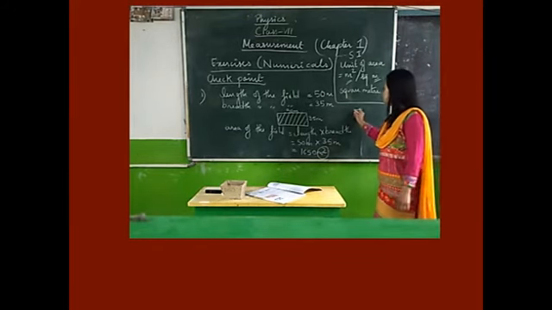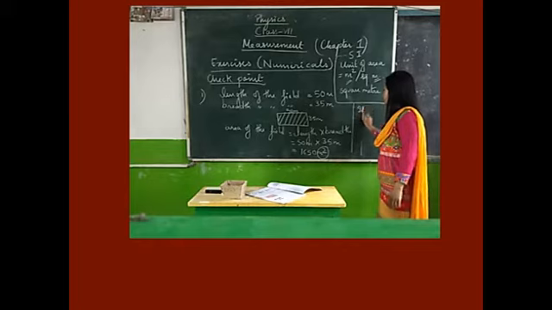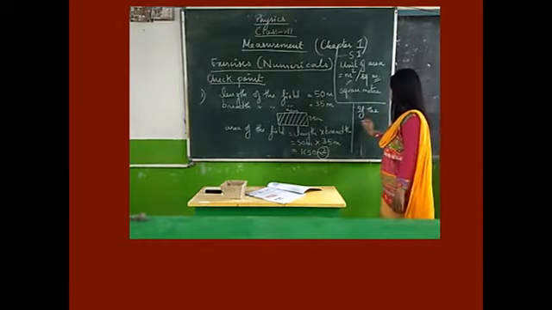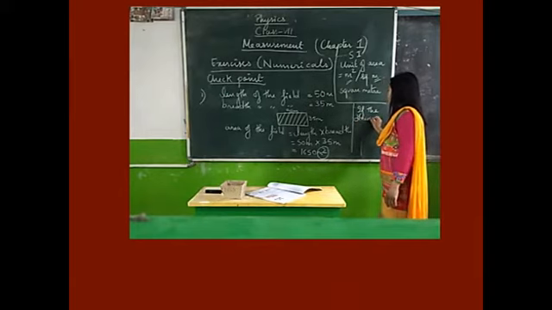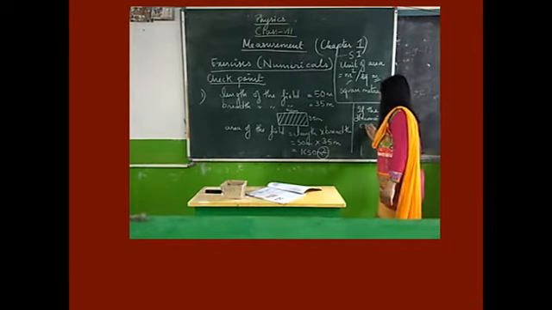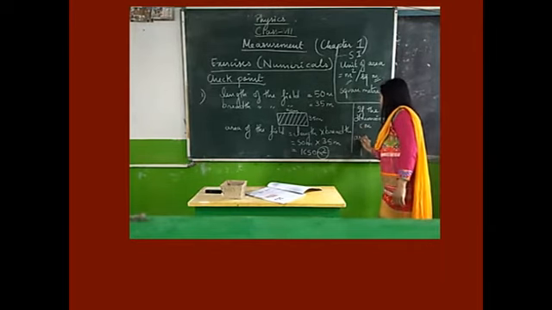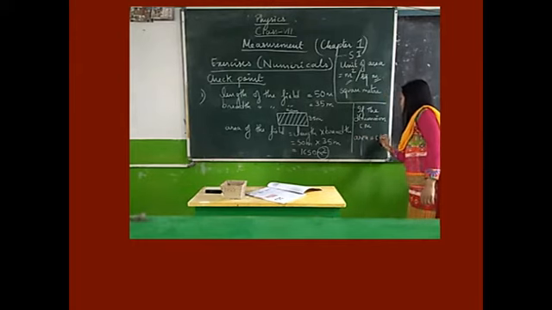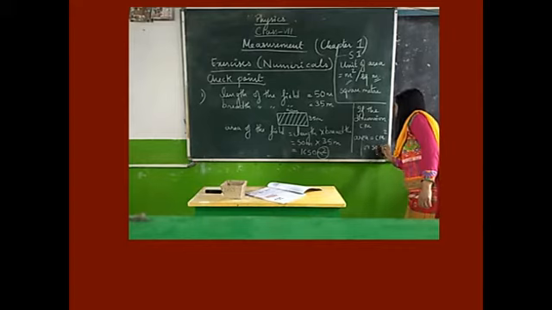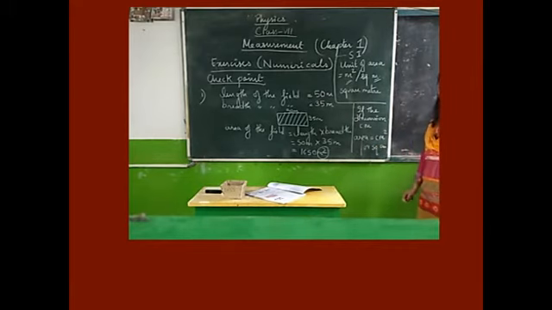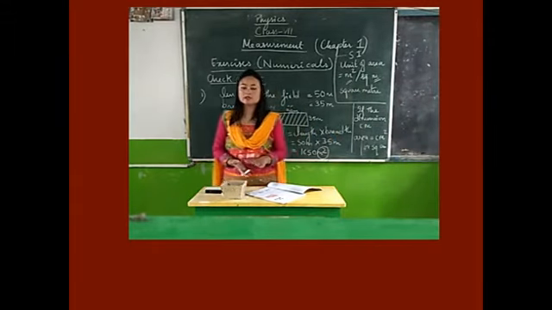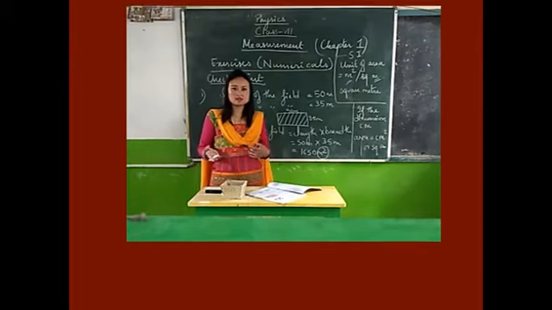Suppose the length and breadth, which is your dimension, are given in centimeter, then the area will be in centimeter square or square centimeter. Okay, please remember the length, breadth, height, they have the unit meter or centimeter.